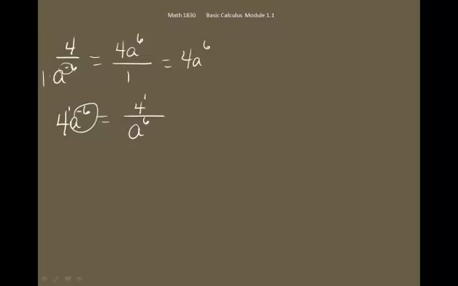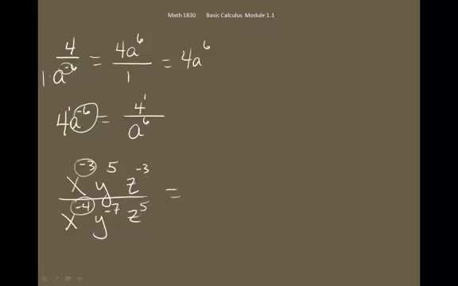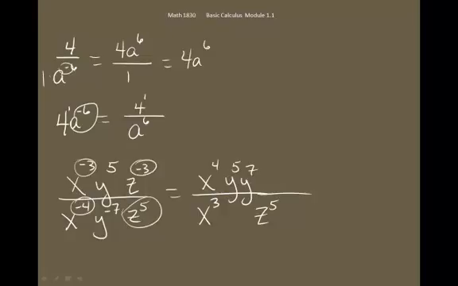Last, let's look at one that's got all kinds of movement needed. So if we look, notice that both the top x and the bottom x have negative exponents. So that would become x to the 4th, and the bottom would become x to the 3rd. Notice both of those moved. For the y's, the y to the 5th is going to stay put because it has a positive exponent. But the y to the negative 7th needs to move up to the top because it has a negative exponent. And last, notice that the z to the 5th has a positive exponent, so it'll stay put, but the z to the negative 3rd is going to move downward.